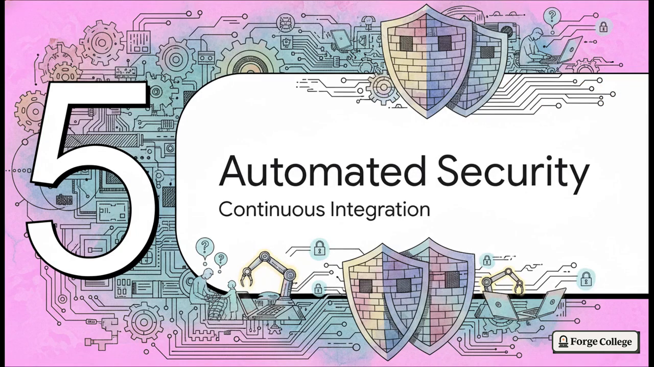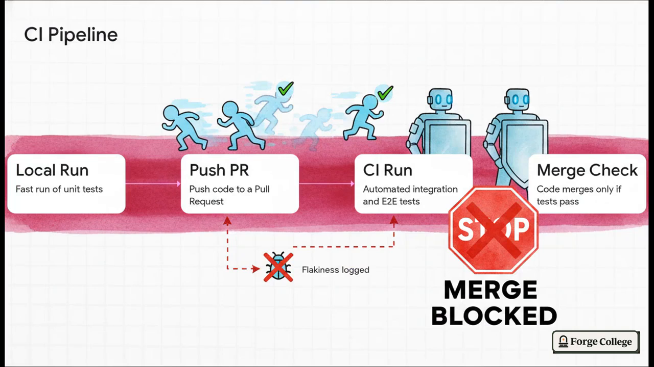Look, running tests manually on your laptop is great, but let's be real. It's not scalable, and human memory is deeply flawed. We forget things. This is where continuous integration, or CI, steps in. I like to think of a CI pipeline as a team of automated security guards standing right at the door of your main code repository.